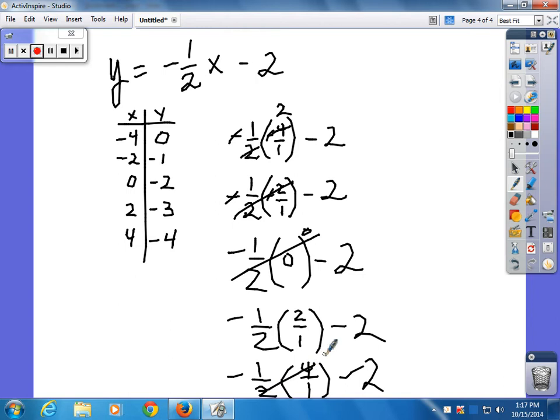2 cancels with this 2 times. That leaves -2. What's -2 minus 2? -4. And you plot that. -4 and 0, -2, -1, 0, -2, 2, -3, 4, -4. There's your line.